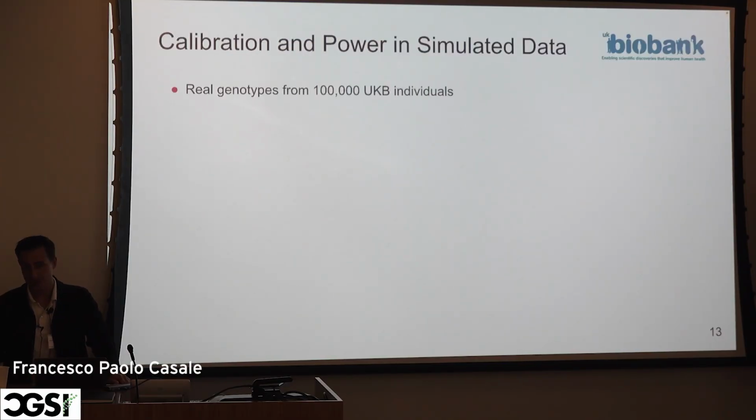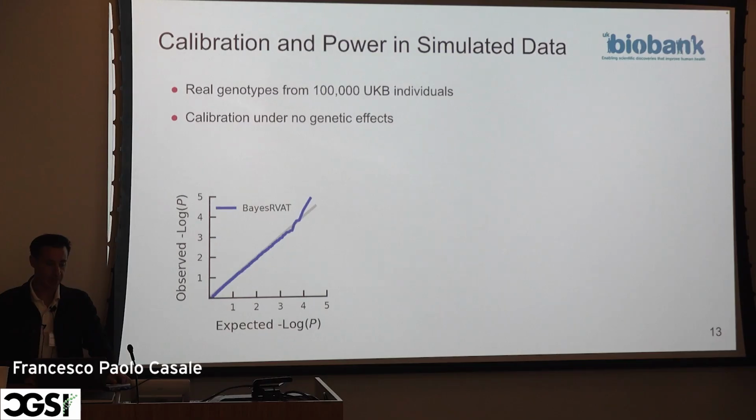We of course want to test calibration, despite the theory telling us this is conservative, and also power in simulated data. So for that, we use the real genotypes from UK Biobank, considering 100,000 unrelated individuals. And then, under no genetic effects, we can confirm calibration. Here, each point is a gene, right? So it's a gene level test.